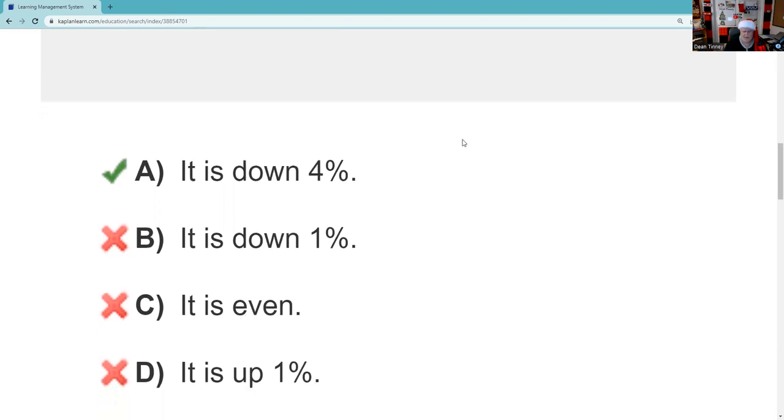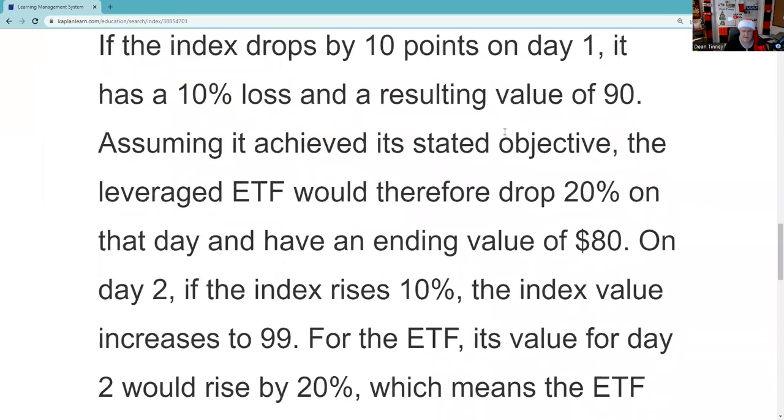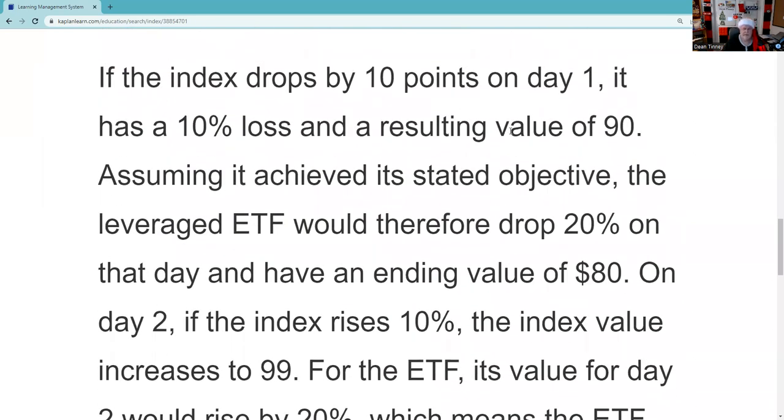I think the worst miss here in the answer set is D. All right, let's see what the rationale says. If the index drops by 10 points on day one, it has a 10% loss and a resulting value of 90. Again, we don't care about the index. Remember, a 10% loss on the index is a 20% loss on the ETF. Assuming it achieved its stated objective, sometimes the ETF doesn't match because they have to reset it and they're using futures to do that. So it may not match. But they're telling you here, assuming it does, which we should assume for test purposes, it would drop 20%. That's what we did. So 20% of 100 is 80.